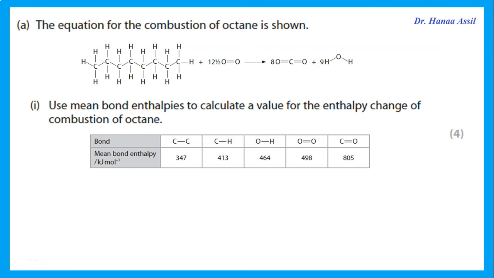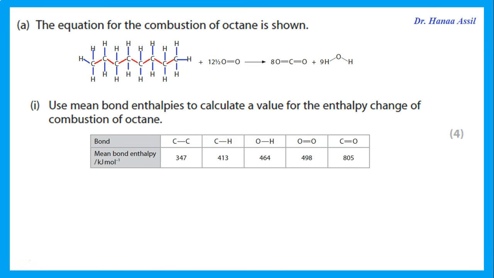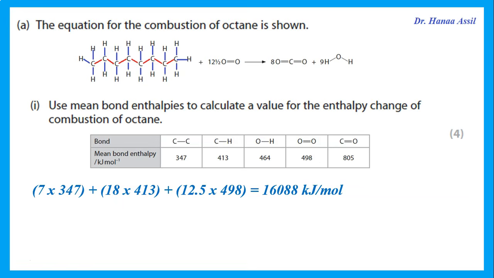We add up all the bond enthalpies for the reactants, we add up the ones for the products, and then the delta H is the reactants minus the products. So let us look at the reactants. How many C-C bonds and how many C-H bonds do we have? We have 7 carbon-carbon bonds, so that's 7 times 347. We have 18 carbon-hydrogen bonds, so that is 18 times 413. Plus we have 12.5 oxygen-oxygen bonds, each of them needs 498, so 12.5 times 498.